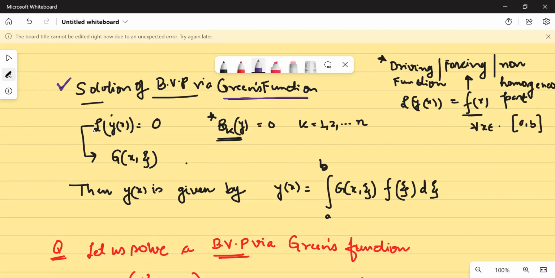Okay, so what is this L? L is your linear differential operator. This is your linear differential operator.